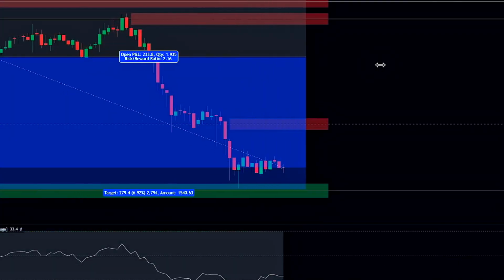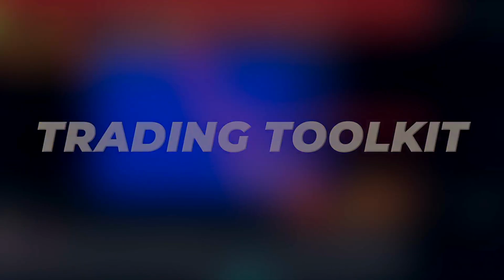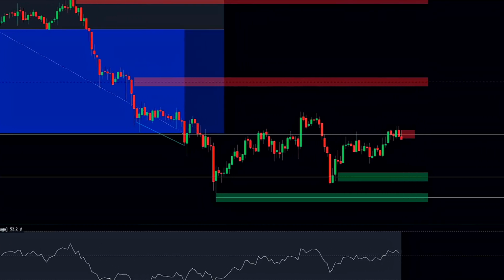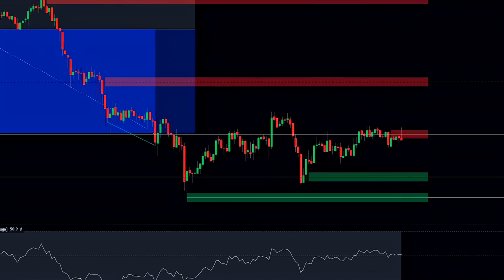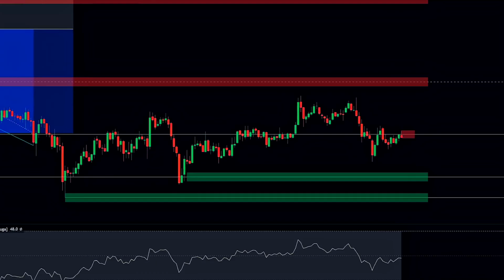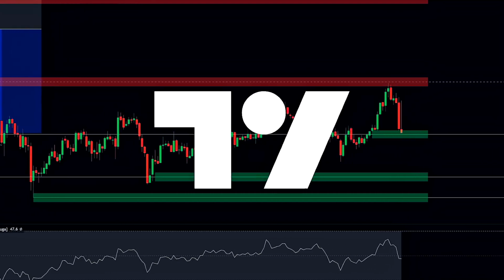Alright, y'all, that's the comprehensive trading toolkit by Big Beluga. In all its glory, it's a total game changer for traders who want a clear, step-by-step way to read the market and plan their moves like a pro. Want to give it a spin? You can find it on TradingView.